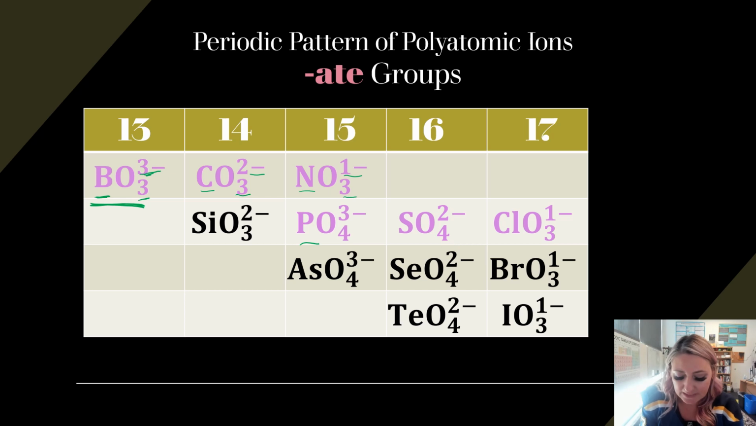Starting with phosphate, starting with phosphorus, and then sulfur, and then chlorine, we see the same pattern for the charges, -3, -2, -1. And the oxygens are the same except for chlorate, because chlorate just totally messed up the pattern.